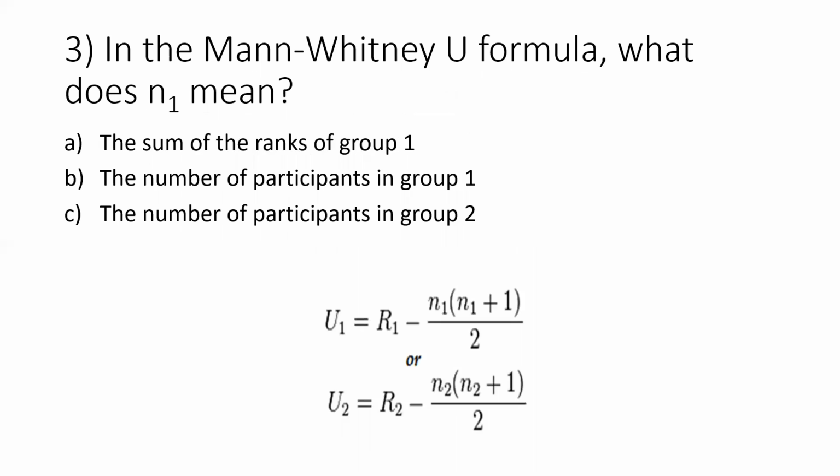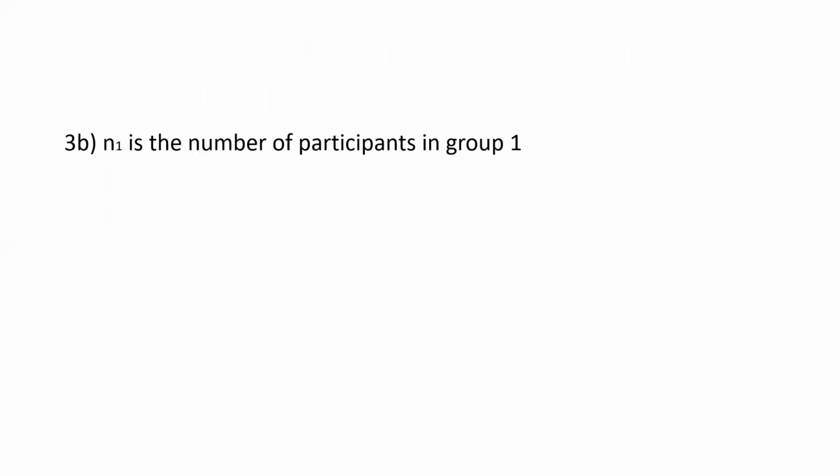Question 3. In the Mann-Whitney U formula, what does N1 mean? A, the sum of the ranks of group 1. B, the number of participants in group 1. Or C, the number of participants in group 2. And the answer is B. N1 is the number of participants in group 1.